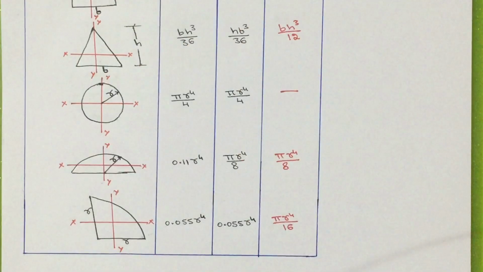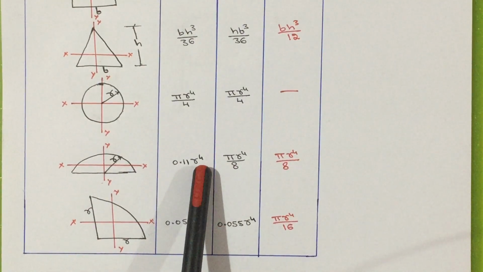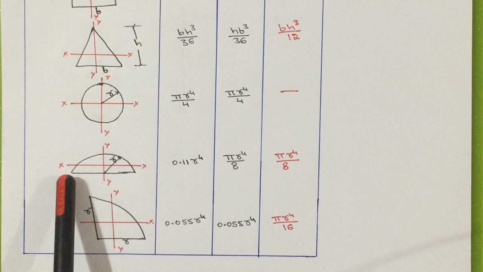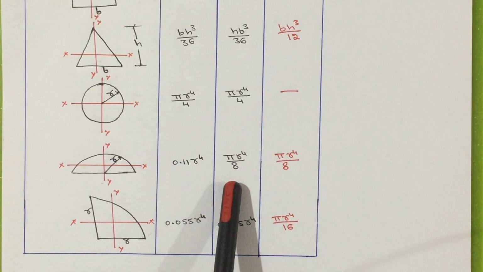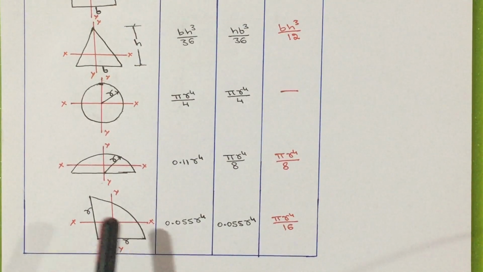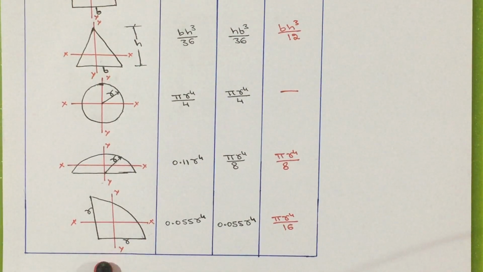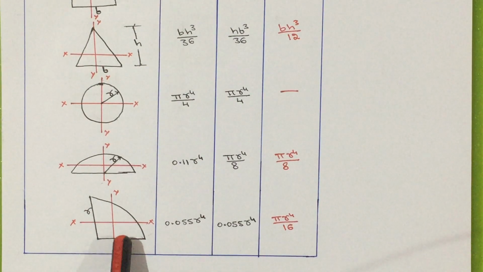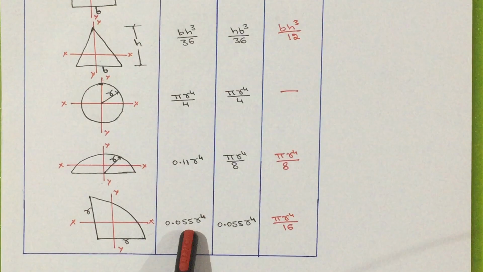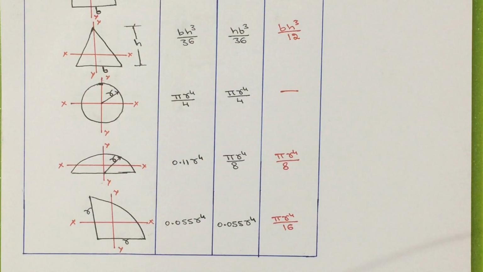So, for a semicircle, here x axis is parallel to the base, so it is 0.11 r to the power of 4. Y axis is perpendicular to the base, so pi r to the power of 4 divided by 8. Then if you come to the quadrant of a circle, here x is parallel to the base, y is parallel to the base. Any horizontal or vertical straight line, we call that one as the base. So, here we come across 0.055 r to the power of 4, 0.055 r to the power of 4.